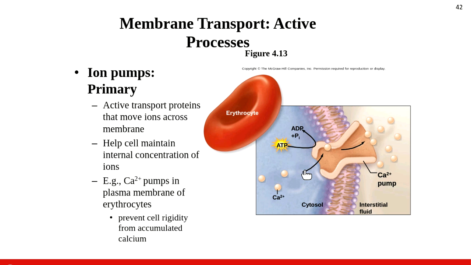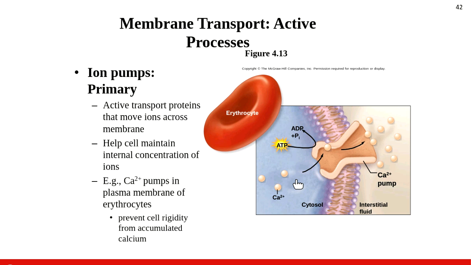Because if you start to increase calcium on the inside of the cell, the plasma membrane becomes more rigid. And that's not good. A rigid plasma membrane of a red blood cell is bad because red blood cells have to squeeze in and out of things all the time. If they have a rigid plasma membrane, they'll break apart and burst. We can't have that. So we need to keep the plasma membrane nice and fluid, and we have these calcium pumps to do that.